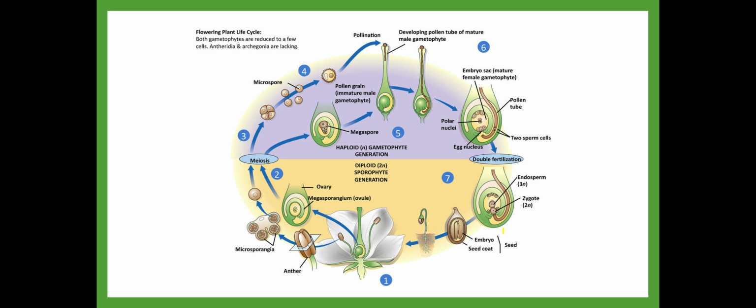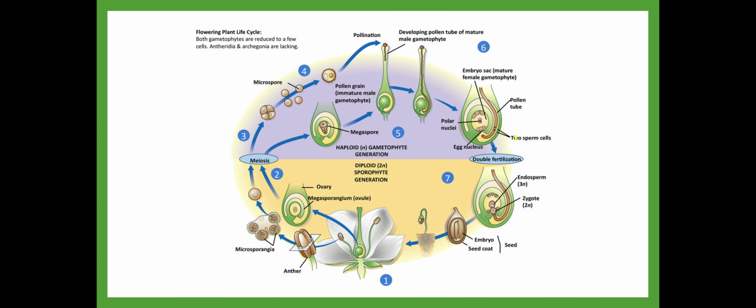And then here's the angiosperm life cycle. It looks a bit more complex. It does have the most advanced reproductive cycle, but you still follow that same basic pattern, okay? And that we're going to have the gametophytes that are producing the gametes.